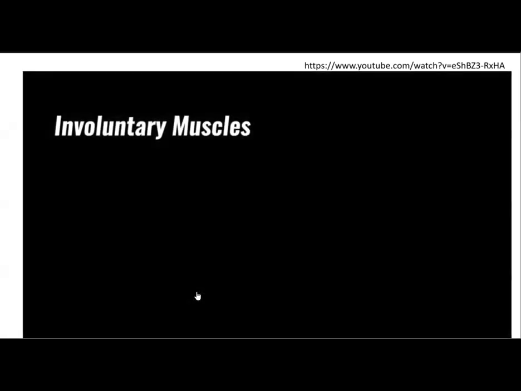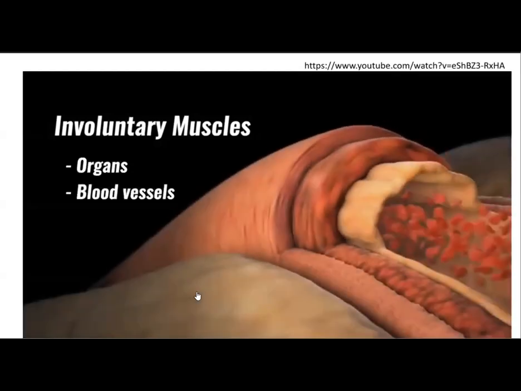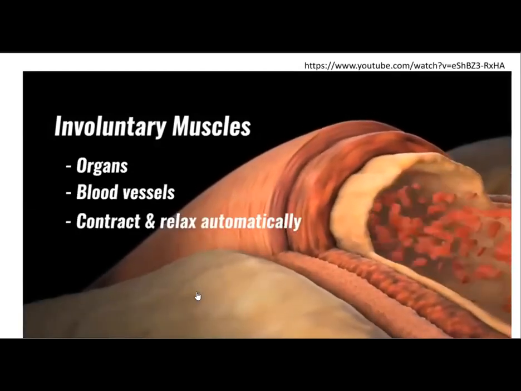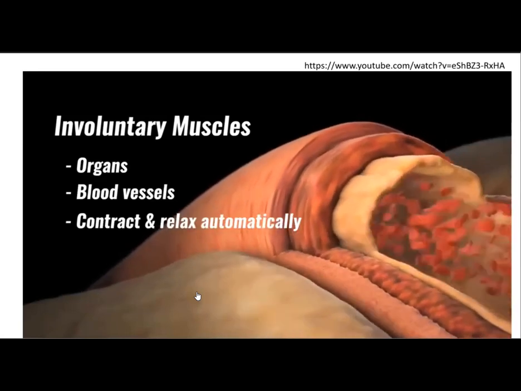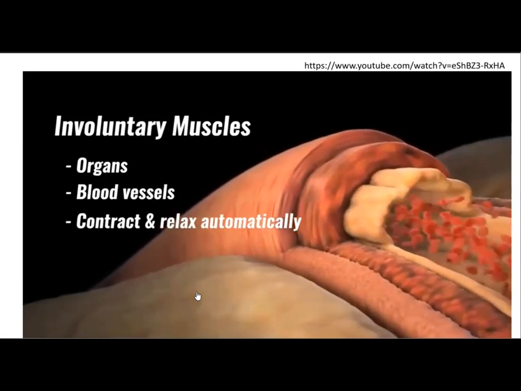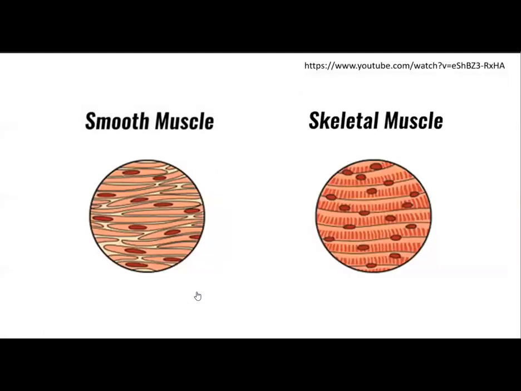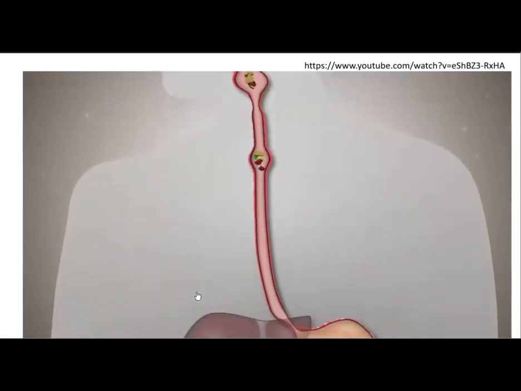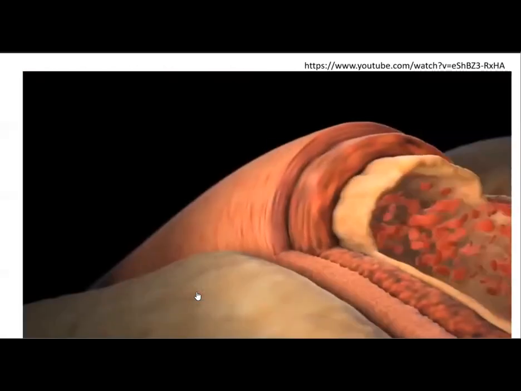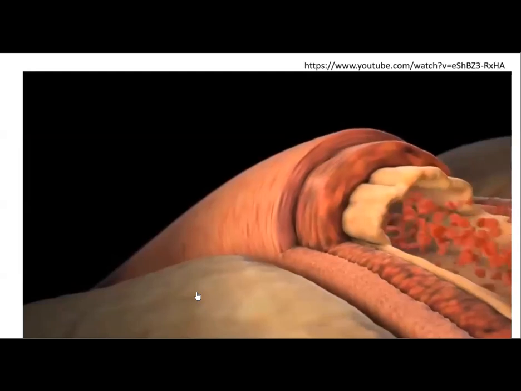Involuntary muscles are found around organs and in blood vessels. We do not consciously have the ability to control this type of muscle. They contract and relax automatically. Involuntary muscles are also known as smooth muscle because they do not have the striped appearance that skeletal muscles have. Smooth muscle is found in the walls of hollow organs such as the stomach, esophagus, bronchi, and in the walls of blood vessels. Involuntary muscles help move food along the esophagus or constrict blood vessels to reduce blood flow.